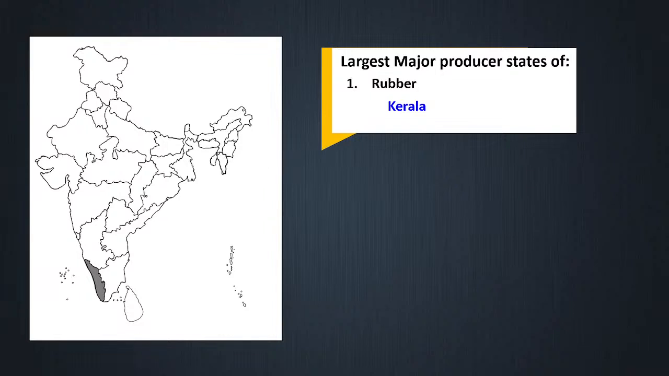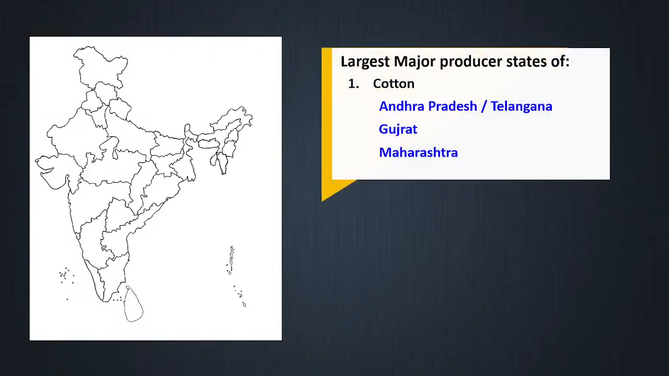It requires very heavy rain and high temperature. Equatorial region kind of climate requires. Okay, rubber. After rubber, we have cotton. Look at this. Cotton major producing states: Andhra Pradesh, Telangana, Gujarat, Maharashtra.